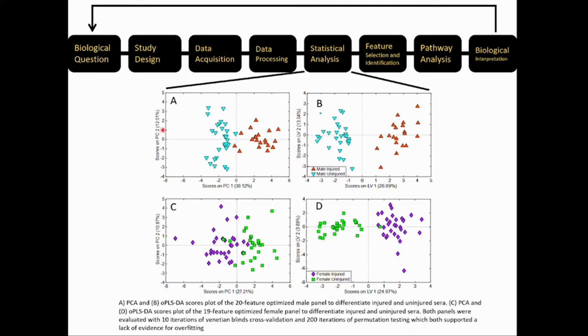The difference between A and B is that A is unsupervised, meaning that we don't tell the algorithm to classify based on class. It just does it based on the differences in the data. Whereas in B, we do tell the algorithm what the classes are and it tries to maximize the differences.